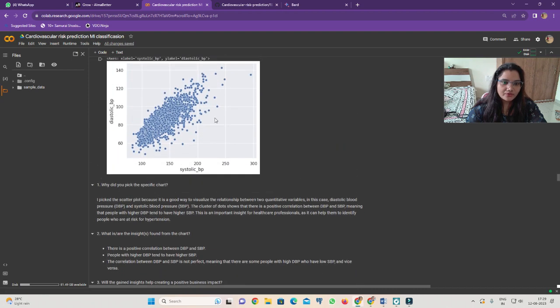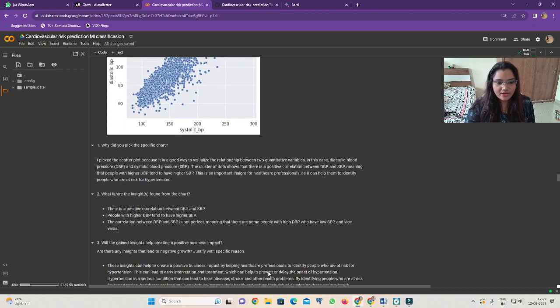In this scatter plot we can see that there is a positive correlation between the diastolic BP and the systolic BP. People with higher diastolic BP tend to have higher systolic BP. The correlation between the diastolic BP and the systolic BP is not perfect, meaning that there are some people with high diastolic BP who have low systolic BP and vice versa.